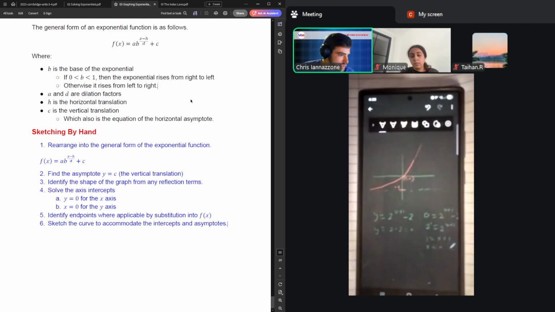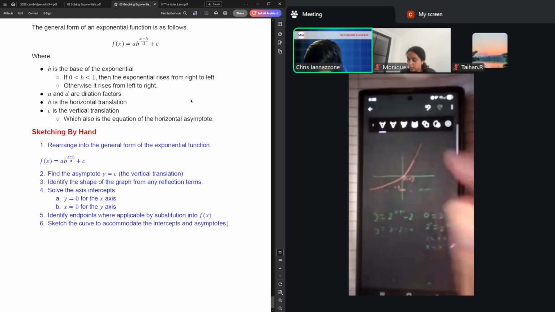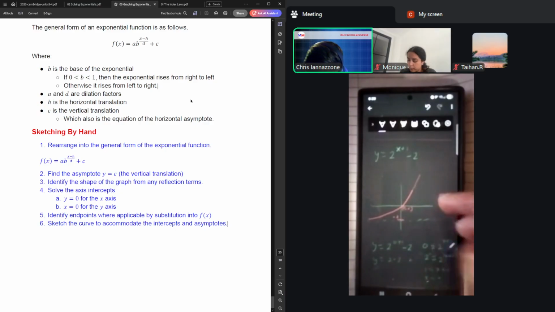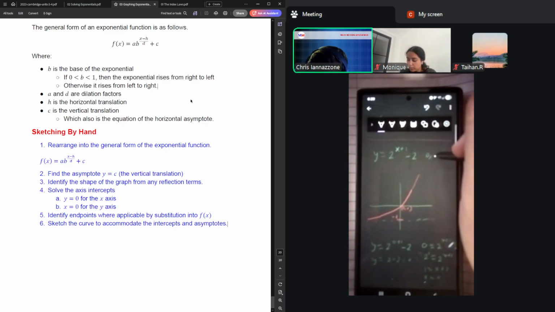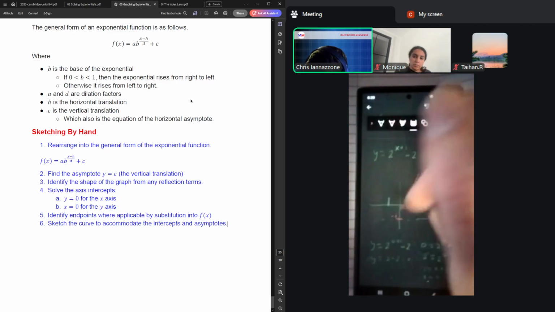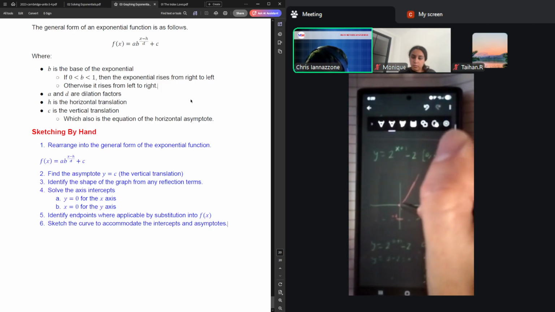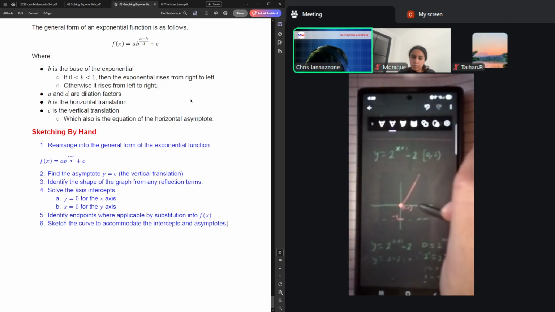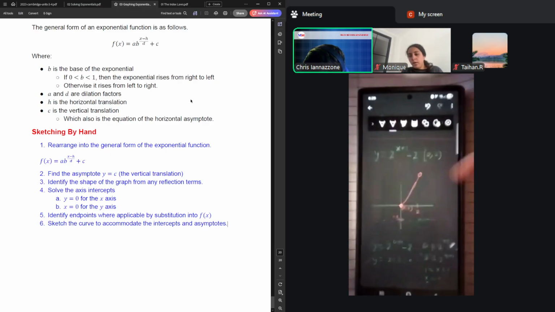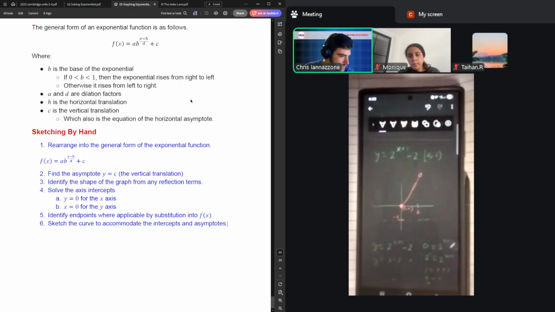So we got x equals 0, we got y equals 0. There's no endpoints to speak of because there was no domain associated with it. If there was, let's say for instance we did 0 to 2, you would now just do that basically, where this would be your dot, your full circle, and whatever this y value is would be your open circle. And then step 6 is just sketch once you have all those things, which we already did.